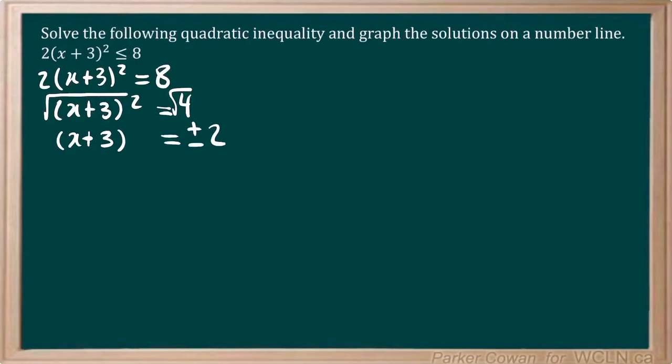Okay, and now all we need to do is basically just account for the positive and negative here, so we will have x plus 3 equals 2, and x plus 3 equals negative 2. Now we solve for x. So in this case, subtract 3 from both sides. It's going to give us negative 1. And in this case, again, subtracting 3. Oops. x is going to equal negative 5.